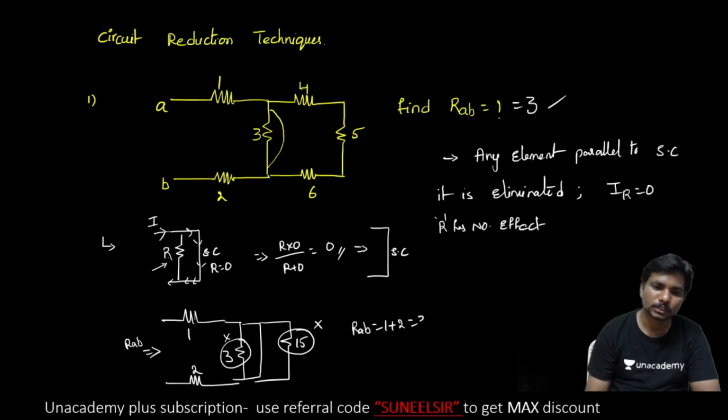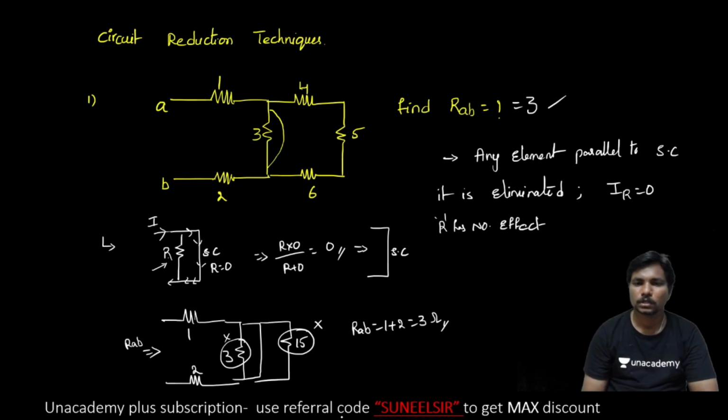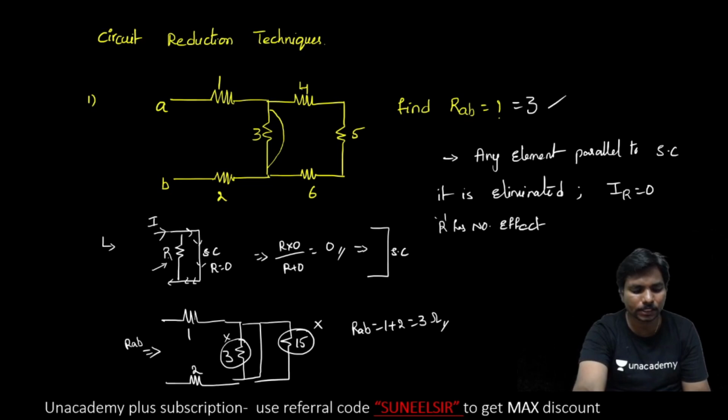1 plus 2, that is nothing but 3 ohms. So the answer is 3 ohms. Clear? Any resistor parallel to the short circuit is eliminated, and any resistor in series with an open circuit is also eliminated. I have given those points in the open circuit and short circuit concept.